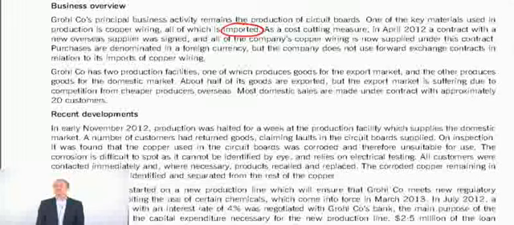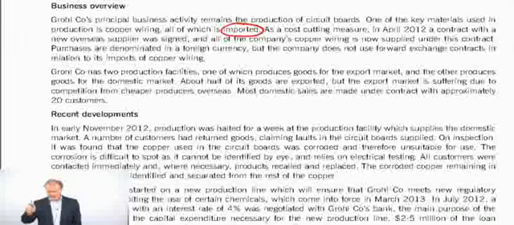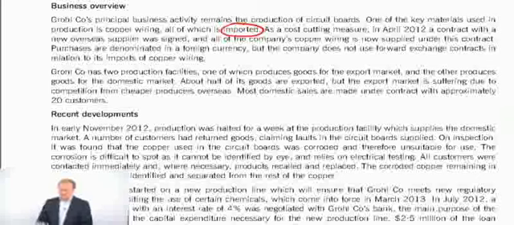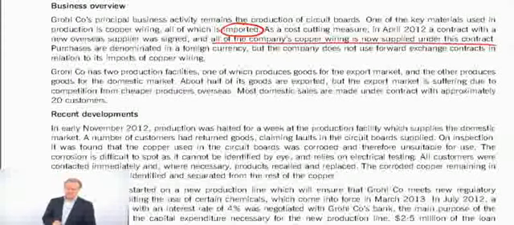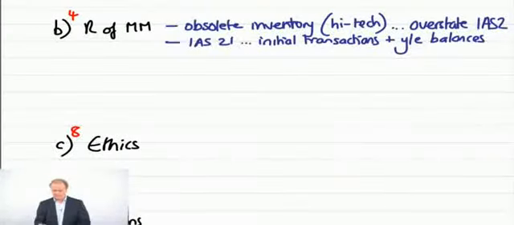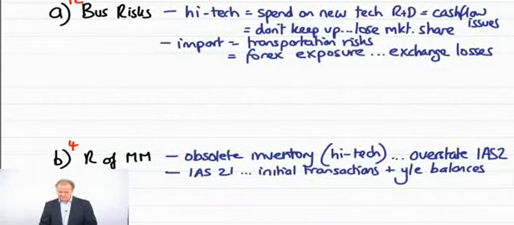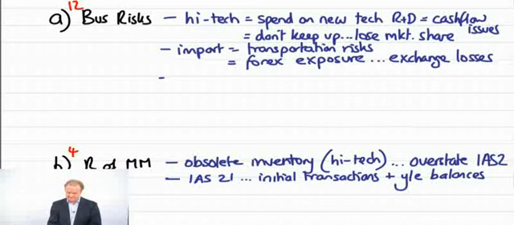As a cost-cutting measure, that sounds like a business risk to me. In April 12, hang on, what's the year end? Year end's November, so during the year, a contract with a new overseas supplier was signed, and all of the company's copper wiring is now supplied under this contract. One supplier. That's got to be a risk, hasn't it? A risk to the business. It's not a risk of material misstatement. I'd put it in here. One supplier.